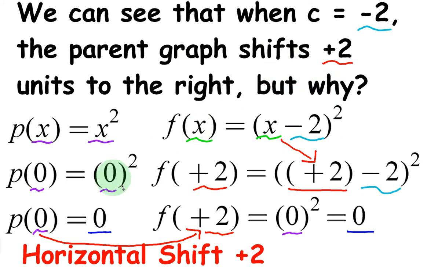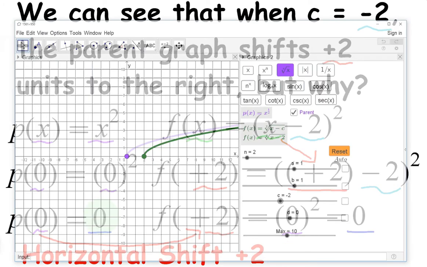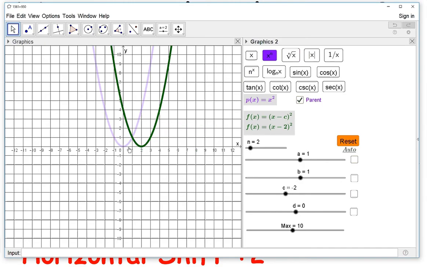But why? Well, let's go back to our x squared function. We know that p of 0 is equal to 0. What exactly is a horizontal shift? Horizontal shift means that you will have the same y value but with a different x value. So notice our first x value was 0, that gave us the y value 0. The second x value was 2, that gave us 0. So we want to keep the same y value for horizontal shift.